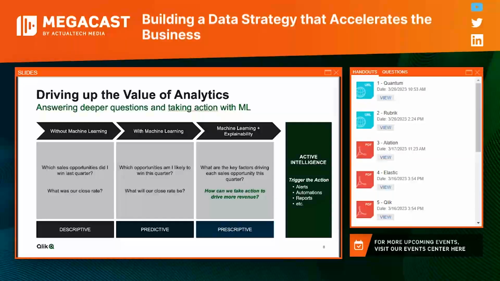So you can have your analytics and you can determine things like which sales opportunities did I win, which did I lose, what was our close rate, and then you sort of infer how to act in the future based on your learnings. But with machine learning, you can take that much further.